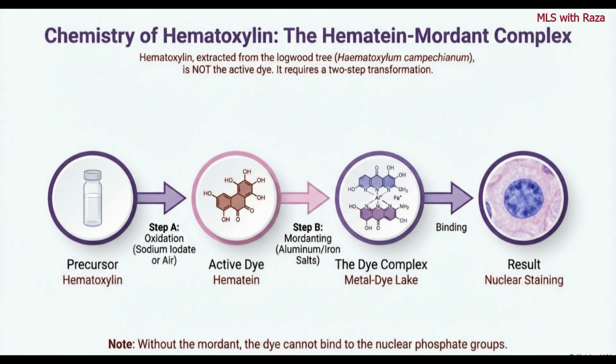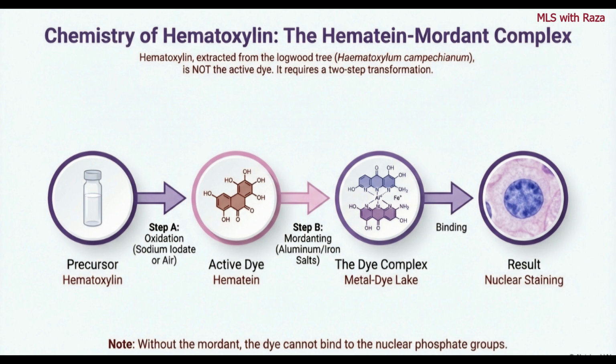So let's zoom in on our first dye. Now here's something you might find pretty fascinating. The stuff they get from the logwood tree, it's not actually a dye yet. It's a precursor. In its raw form, it can't stain a thing. It has to go through a chemical transformation to actually become useful. And this transformation happens in a couple of key steps. First, through oxidation, that precursor, hematoxylin, gets converted into hematine, which is the active dye.